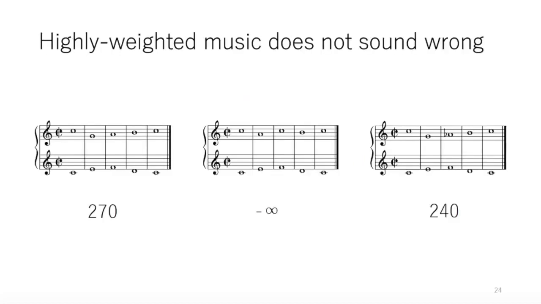From these examples, we can conclude that although our evaluation is naive, it gives a higher weight to better counterpoint. So our type system is consistent with the slogan, highly weighted music does not sound wrong.